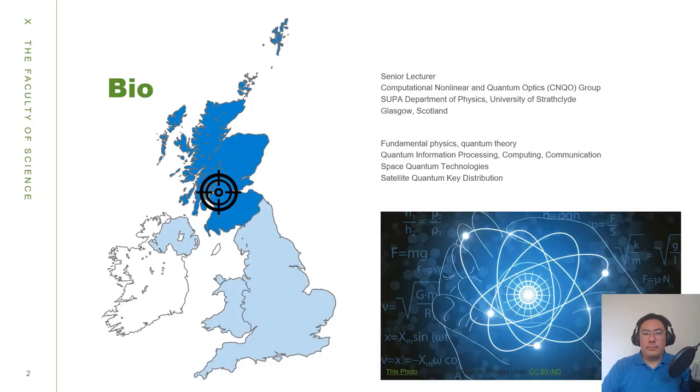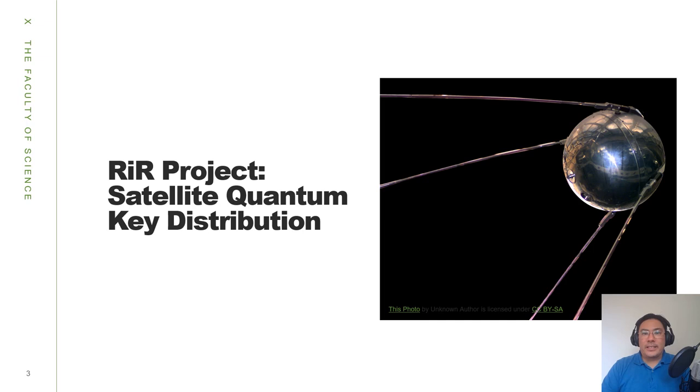I am a senior lecturer in the Computational Nonlinear and Quantum Optics group in the Department of Physics at the University of Strathclyde. We are located in Glasgow, up in Scotland. I study fundamental physics, quantum theory, quantum information processing, computing and communication. In particular, I research space quantum technologies and I specialize in satellite quantum key distribution. My project with the Satellite Applications Catapult is on satellite quantum key distribution.